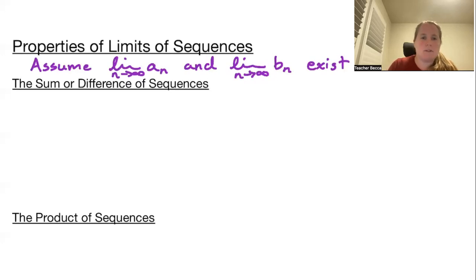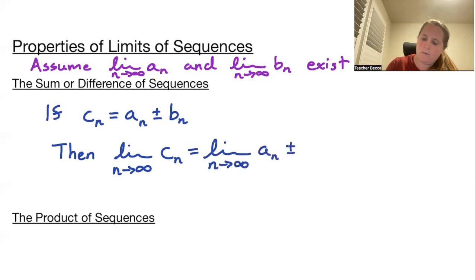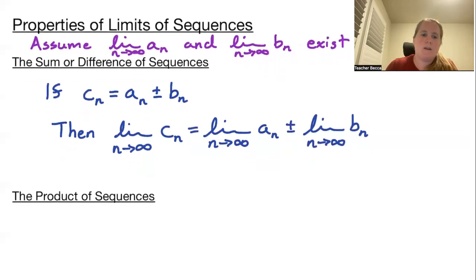Then the sum or difference of sequences tells us that if c sub n is a sub n either plus or minus b sub n, then the limit as n goes to infinity of c sub n is simply equal to the limit as n goes to infinity of a sub n plus or minus the limit as n goes to infinity of b sub n. So we had this exact same rule with regular limits. It makes sense that it should apply for sequences as well.